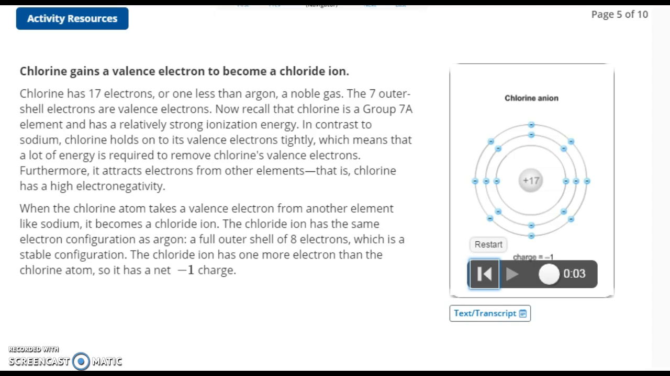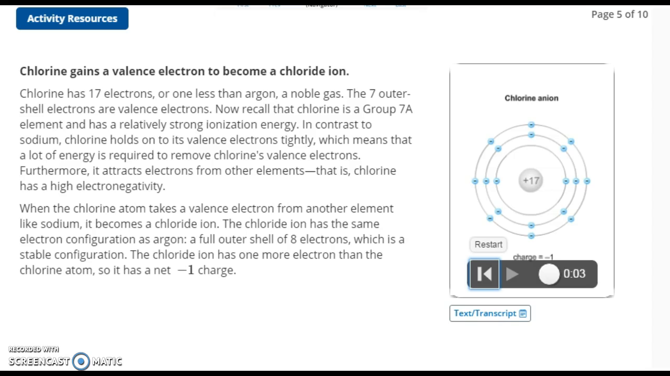Now recall that chlorine is a group 7A element and has a relatively strong ionization energy. In contrast to sodium, chlorine holds onto its valence electrons tightly because it only wants 1 more, which means that a lot of energy is required to remove chlorine's valence electrons. So it's never going to happen. Chlorine's never going to lose electrons because it hangs onto them too tightly. Furthermore, it attracts electrons from other elements. That is, chlorine has a high electronegativity.